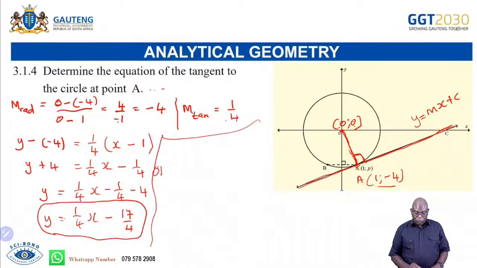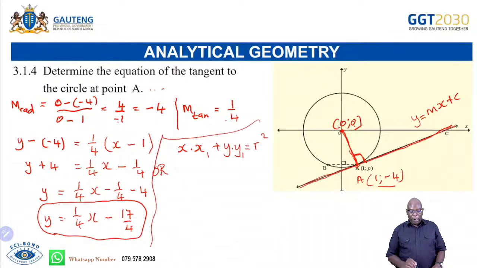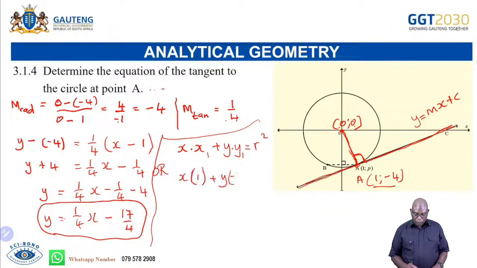The other method will be, this formula is not there in the formula sheet, remember? So you must just know it, right? So already I know the radius. So therefore, the x1, I'm going to use these points here. X is 1. The y value is -4. The r squared is 17. Then I'll have x minus 4y equals 17.